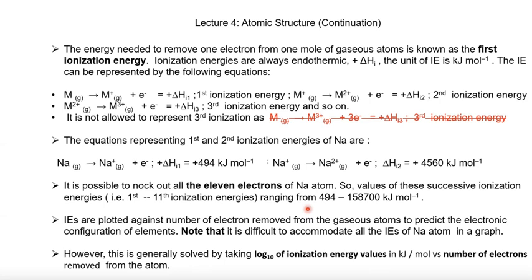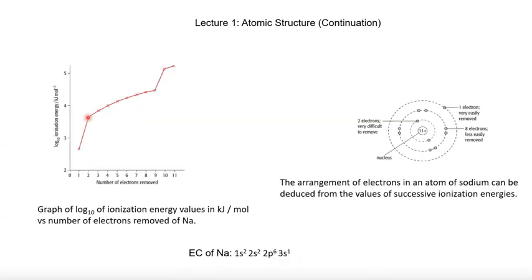So that we do a plot, and it is difficult to keep this value in one plot. But then if we take log 10 of ionization energy values and draw it versus number of electrons, we can have a graph like this. There it is. You see this graph, and then you can see a jump here, and then you see a jump here. The rest are systematically increasing.